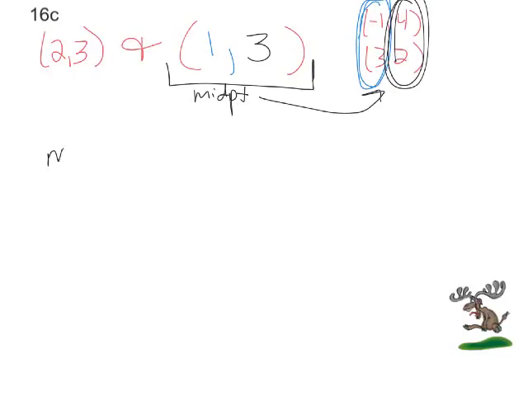So first off, we'll find our slope. M is y1 minus y2 over x1 minus x2.